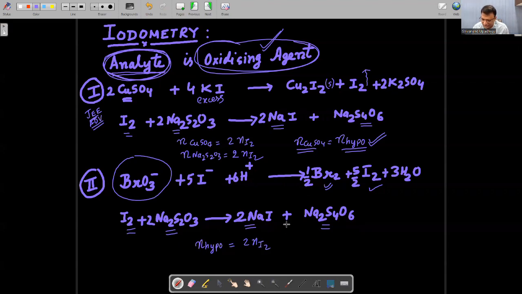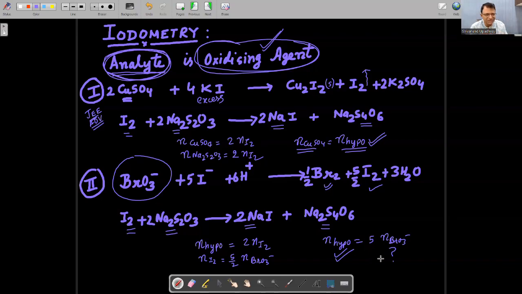And in the first reaction, I can say that if this is 1 mole, this is 5/2. So the number of moles of iodine is 5/2 times the number of moles of BrO3 minus ion. From here I can put the value: number of moles of hypo divided by 2 in place of iodine. The 2 and 2 in the denominator cancel out, so I can write that it is equal to 5 moles of BrO3 minus. They will give us information about hypo, and we can find out about BrO3 minus. So this is known as iodometry.